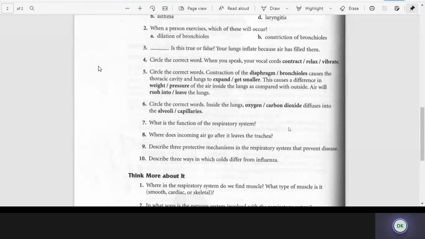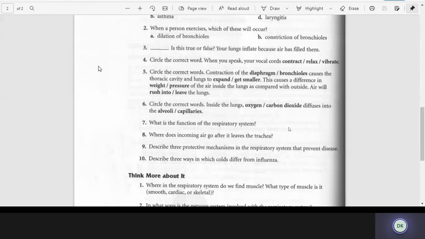Okay, so question number 2. Can you see question number 2? Can you try answering it? If you give me a wrong answer, it's okay. When a person exercises, which of these will occur? A or B? Dilation or constriction? A. Yes, A is the right answer. Why? Can you explain why? I don't know.